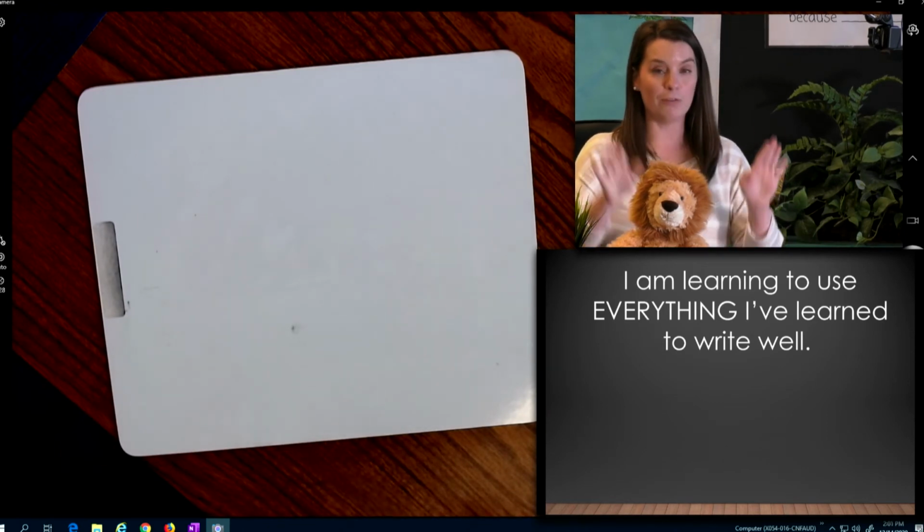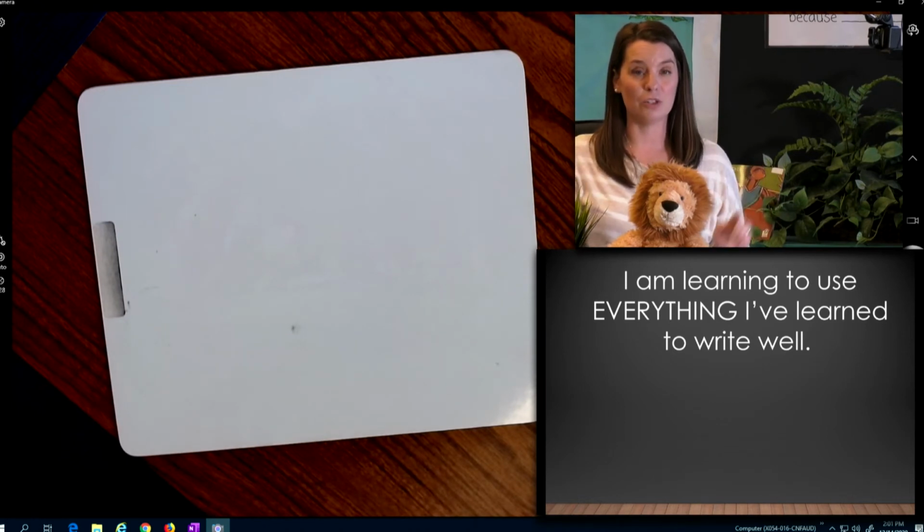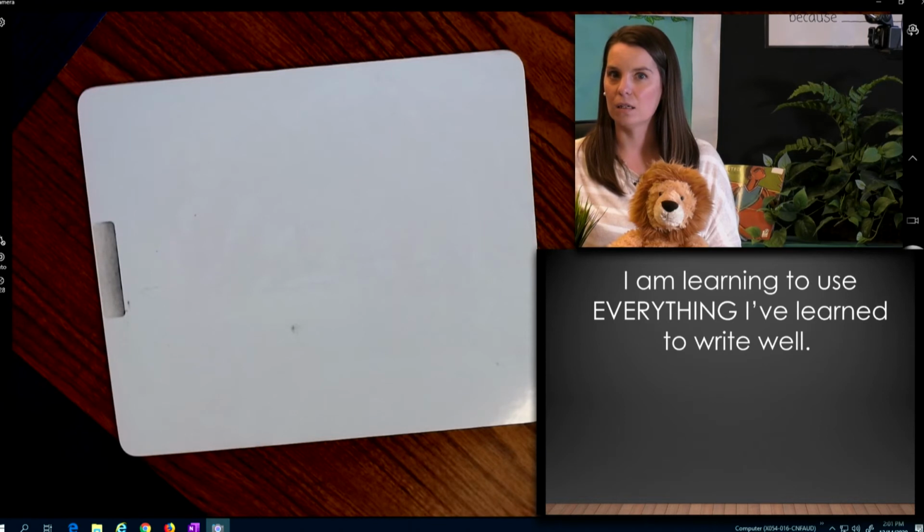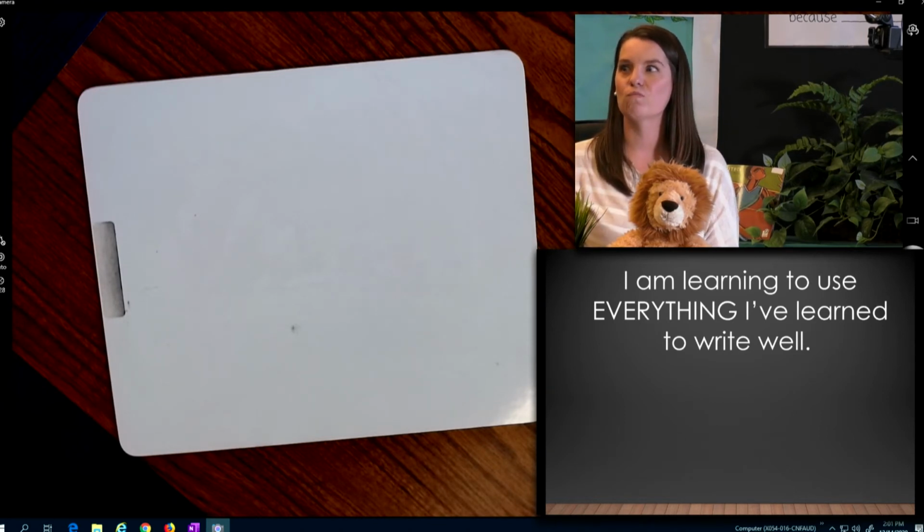Okay. Before we do any writing, we need to do some thinking. Think about, what have we learned about our case of the silent E? Take some think time.